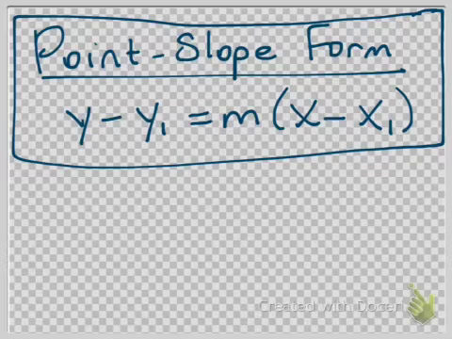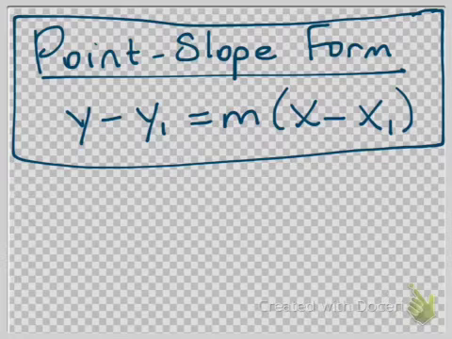By definition, point-slope form is y minus y sub 1 equals m times x minus x sub 1, where y sub 1 and x sub 1 are the coordinates of a point that will be given, and m is still the same thing it's been since Chapter 3, our slope.